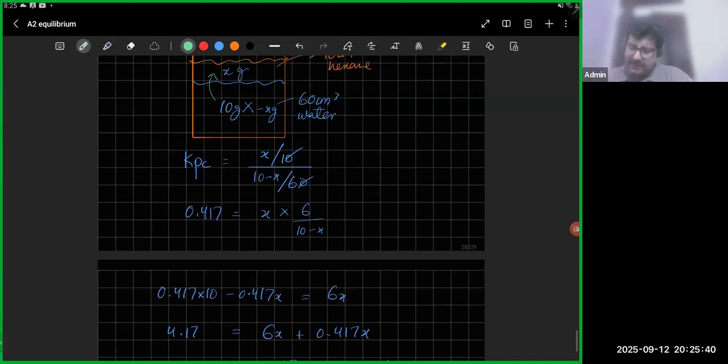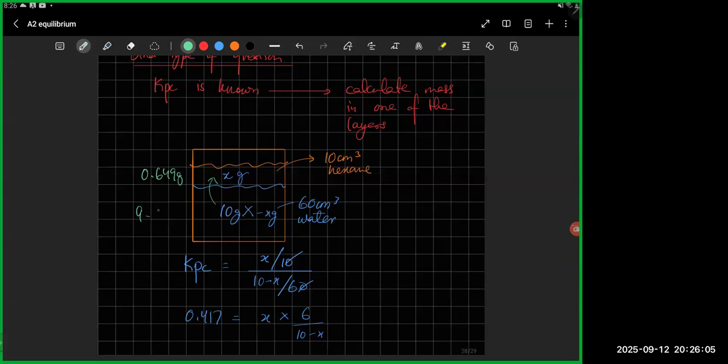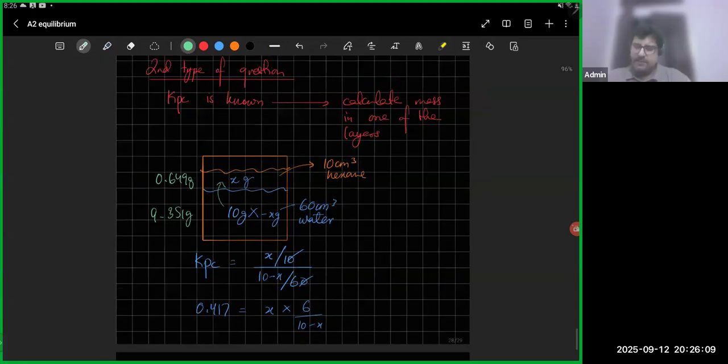So the mass that goes over here is 0.649 grams. And 10 minus x would be what? What's 10 minus 0.649? It's 9.351. So we found out the amount of x.